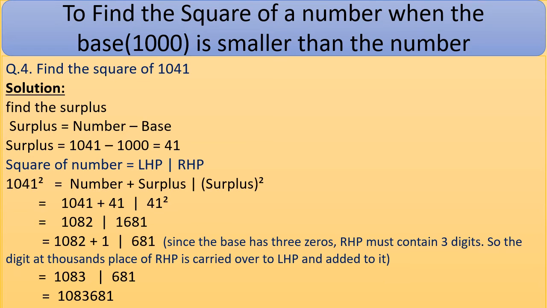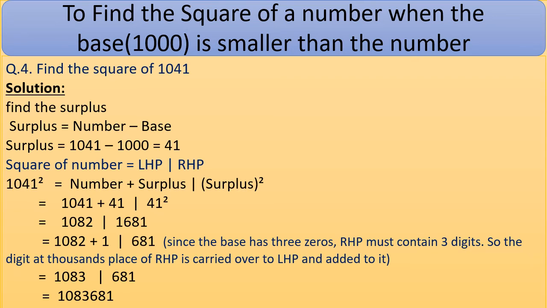Find the square of 1041. Now we will choose base as 1000, as 1041 is nearest to 1000. Now 1000 is smaller than 1041. So here base is smaller than the number, so we'll find the surplus. Surplus will be number minus base. Now number is 1041 minus base 1000, which equals 41. So 41 is our surplus.